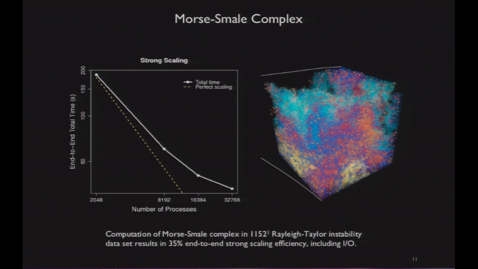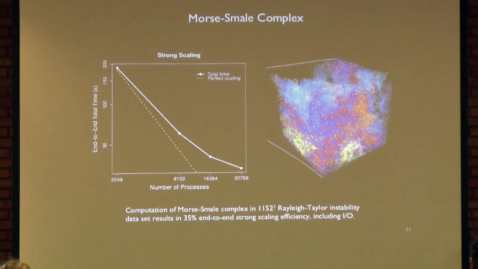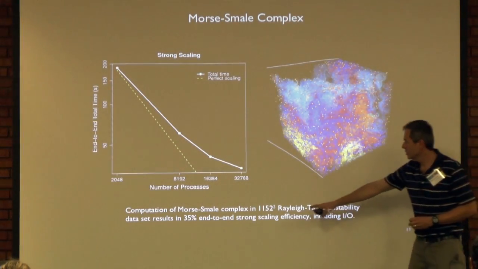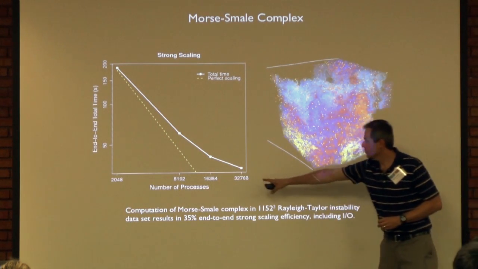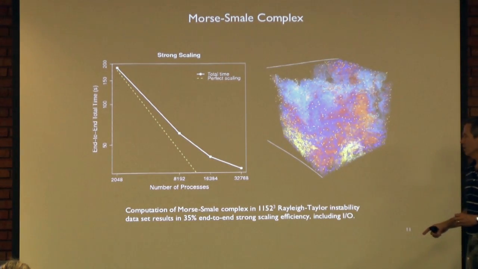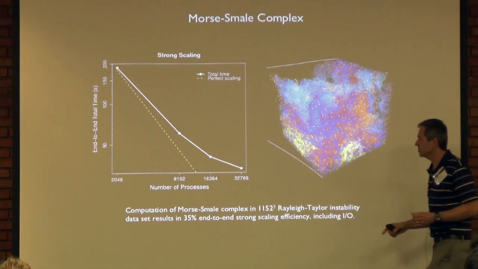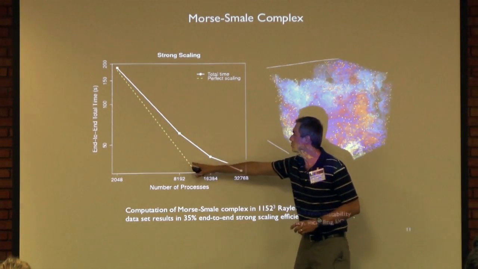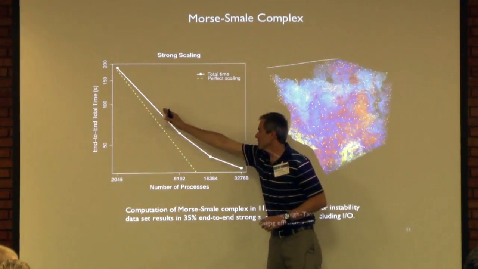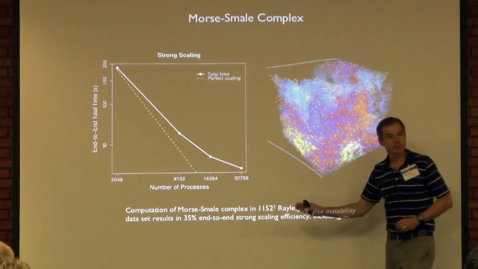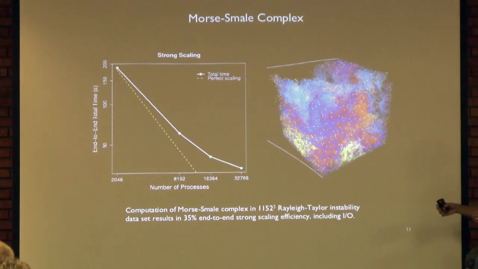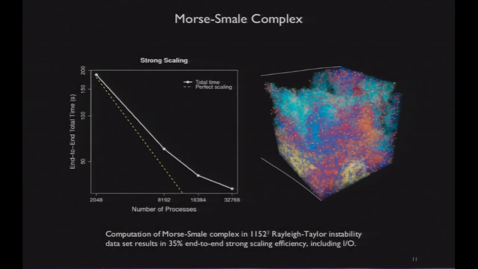And here to compute this Morse-Smale complex, Hank showed this example earlier. This is the Rayleigh-Taylor instability on an 1152 cubed data set out to, again, 32K processes, with a strong scaling efficiency of 35%. If this followed this line exactly, it would be 100% strong scaling. This was 35% strong scaling. It's important to note that all of these scalability curves include I/O as well, not just the computation. So this is end-to-end. What you see is what you get.